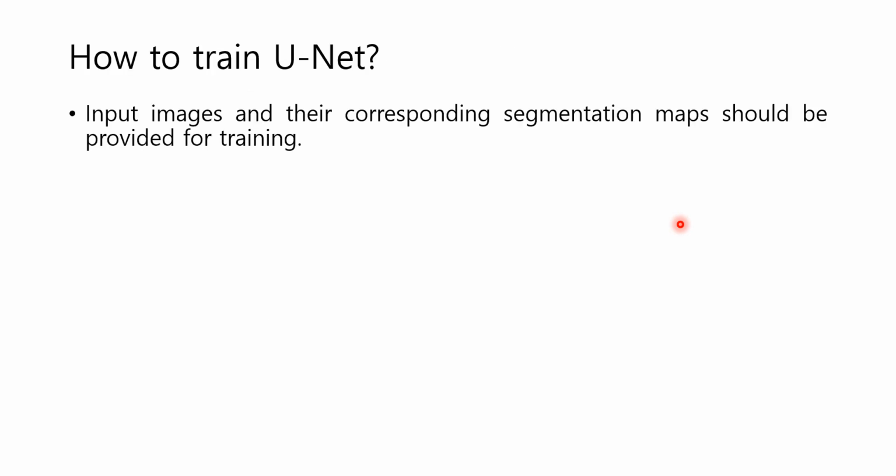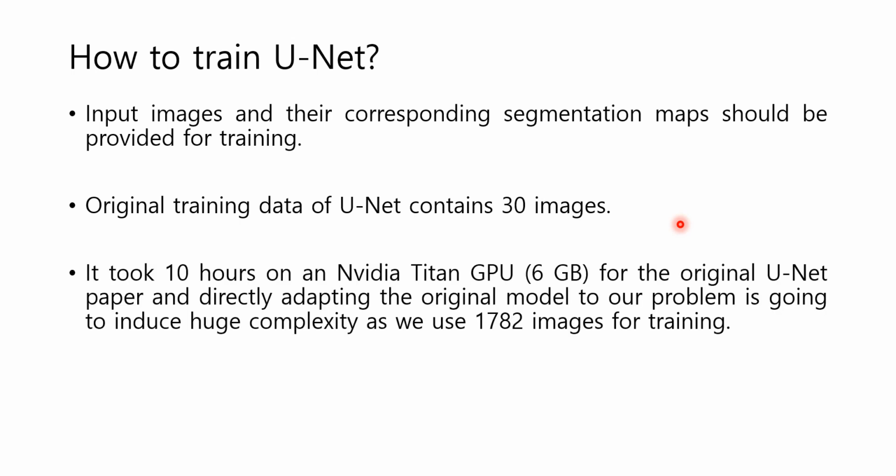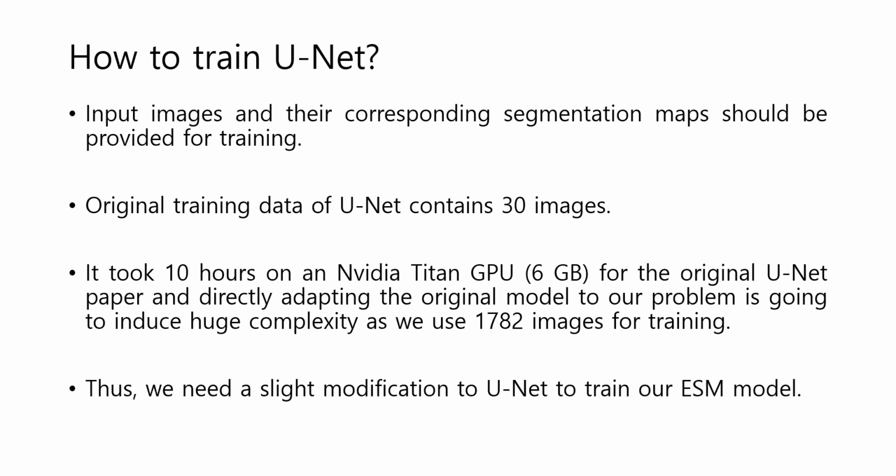So how can we train the U-Net? The input images and their corresponding segmentation maps should be provided for training. The original training data of U-Net contains 30 images. According to the original paper, it took 10 hours on an NVIDIA Titan GPU, and directly adapting the original model to our problem is going to induce huge complexity, as we use 1782 images for training. Thus, we need a slight modification to U-Net to train our ESM model.